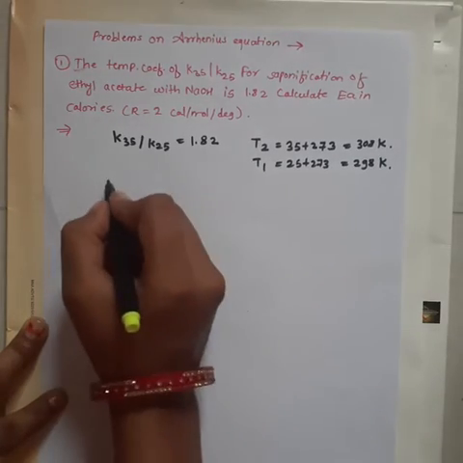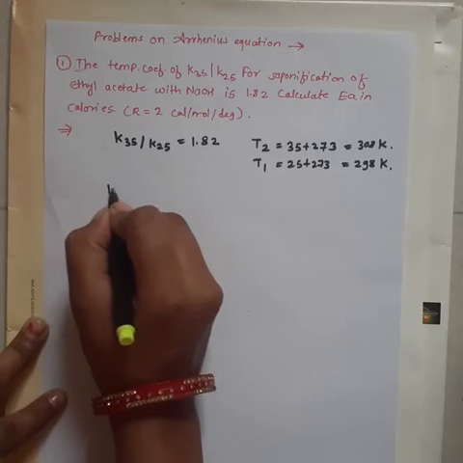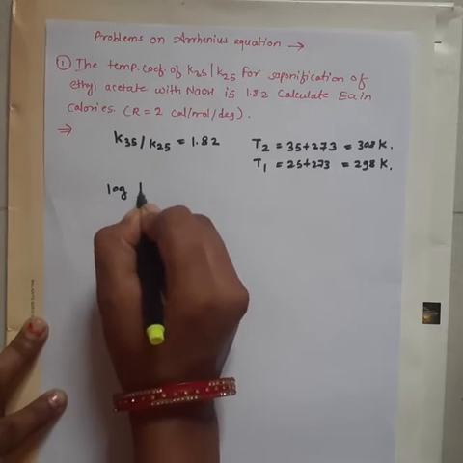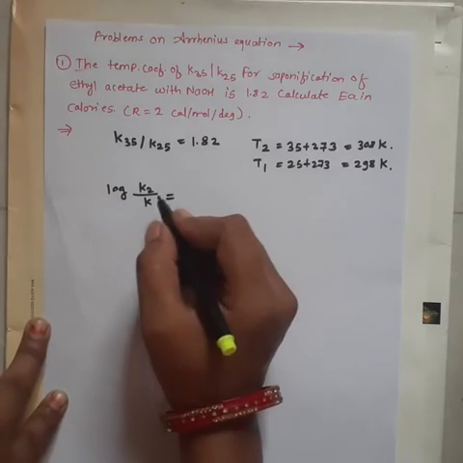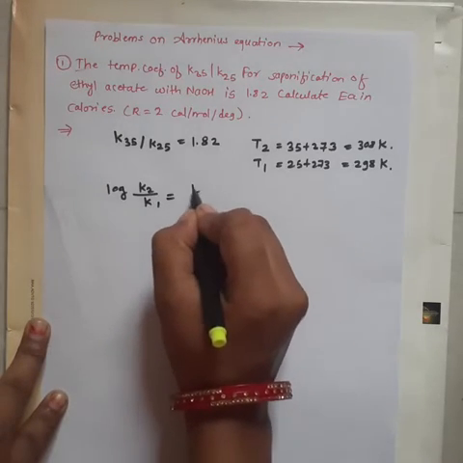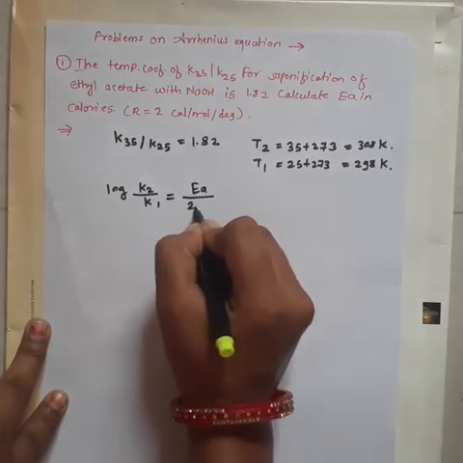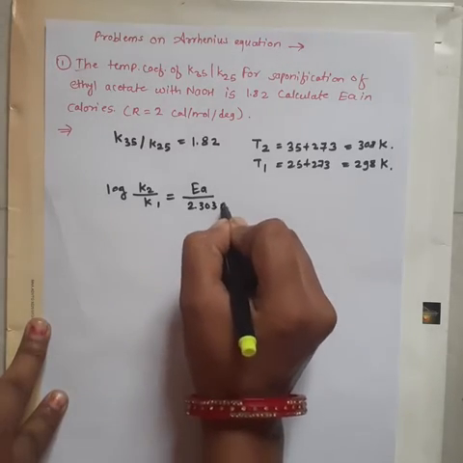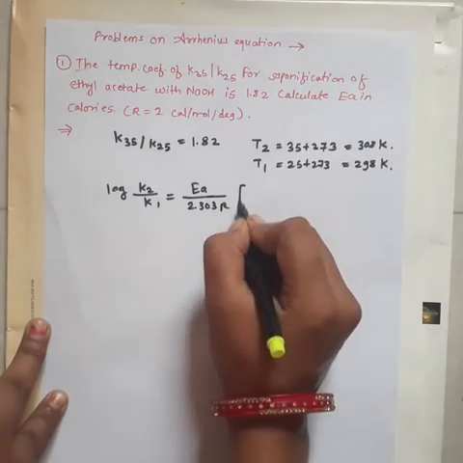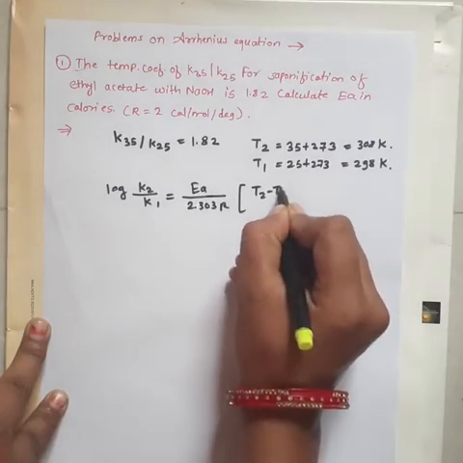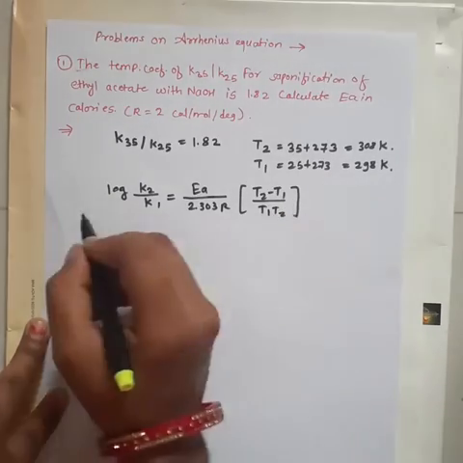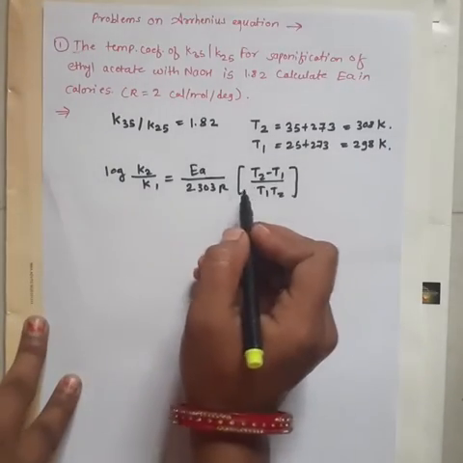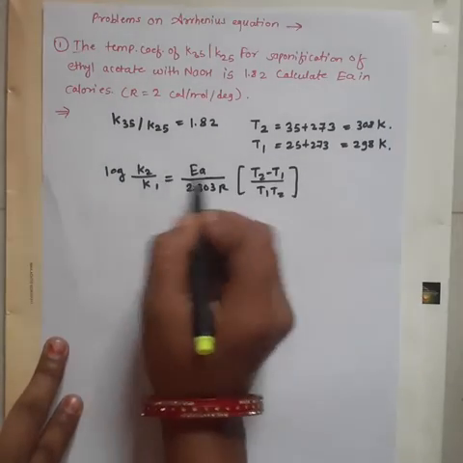So we know the Arrhenius equation. What was the Arrhenius equation? We have studied this equation. Log of K2 upon K1 is equal to EA upon 2.303 R into bracket T2 minus T1 divided by T1 T2. So in this equation, what different values have we been given?